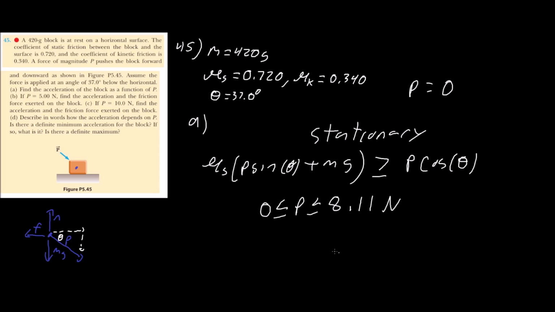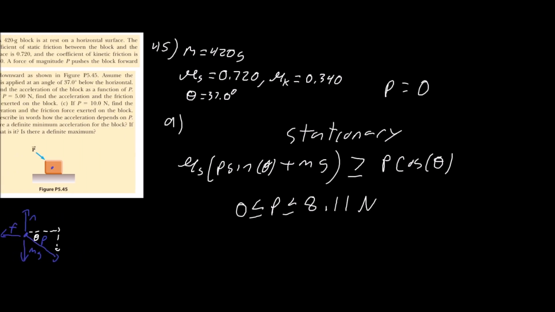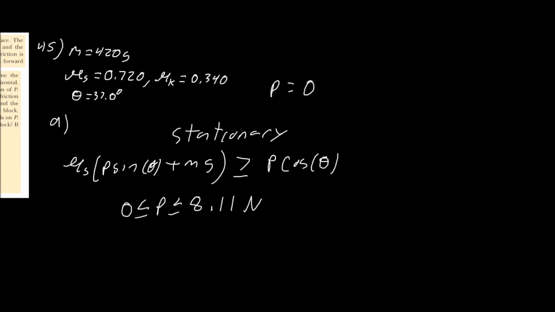Now, we're not going to solve for part A, part B, part C just yet. Let's describe all the possible values of P. We just described that from when P is 0 to 8.1 newtons, the acceleration of this block is 0 meters per second squared.